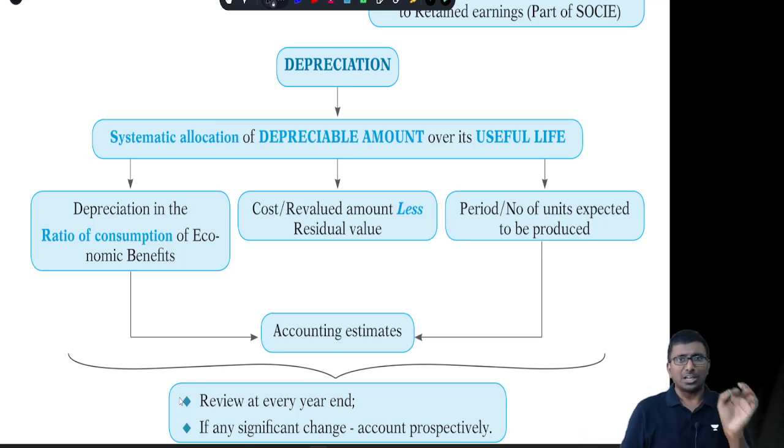Depreciable amount is cost or revalued amount minus residual value. Useful life can be the number of years it is going to be used by the party, or the number of units that can be produced during the usage. Remember all three things: the method of depreciation, residual value, and the life.